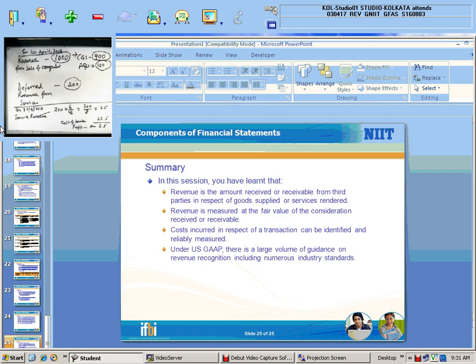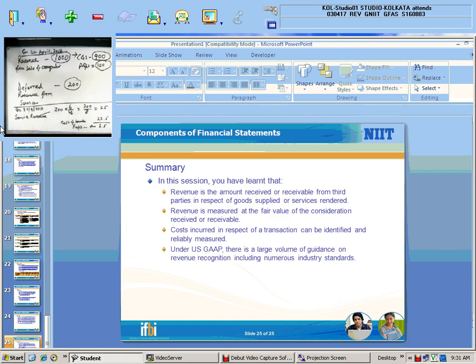I hope no. Okay. So what we've learned is that revenue is the amount received or receivable from third parties in respect of goods supplied or services rendered. Which one? This doesn't mean anything. You are using the word this. Please tell which one. Be more specific.